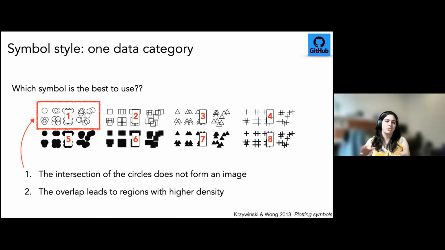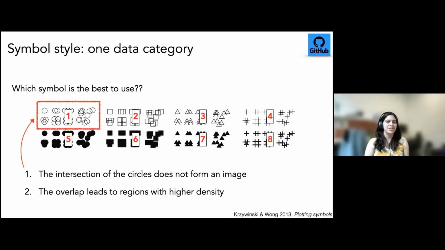You see that with all of the open symbols. In regions where there are many, many points, you can see them distinctly in this symbol style. This is true with many of the open symbols, but with circles, the intersection doesn't form a separate image, so that makes them a little bit better. So maybe there is a correct answer. I think this is a good symbol to use in many situations.